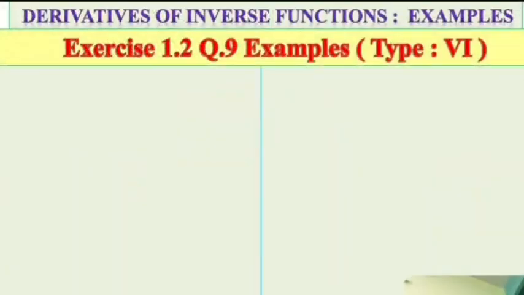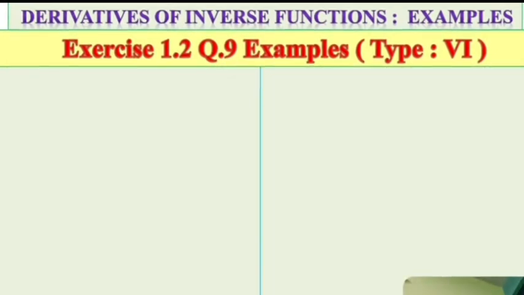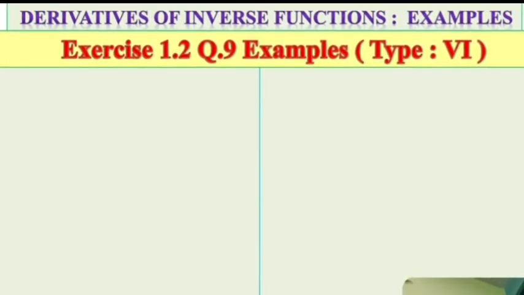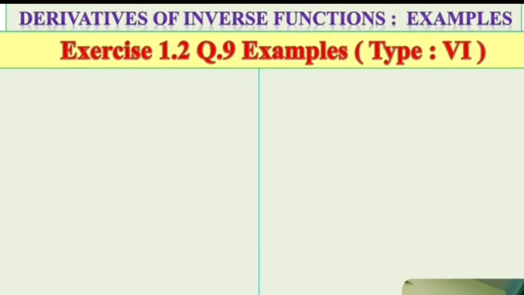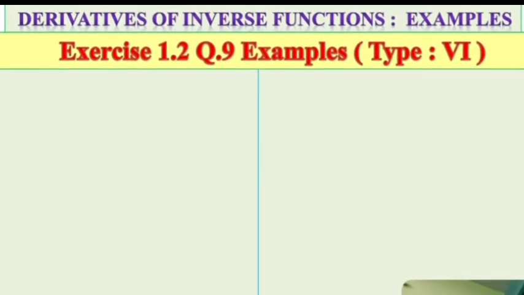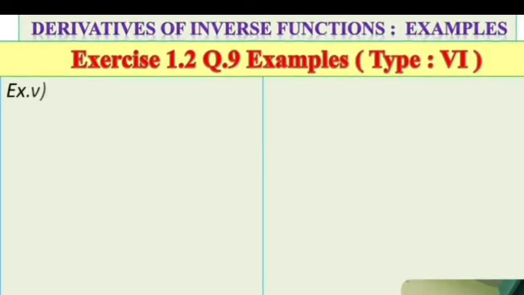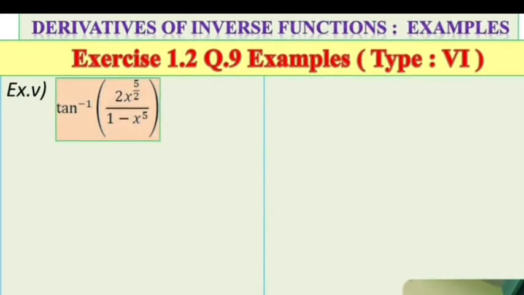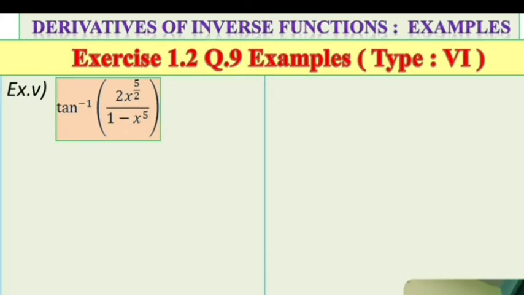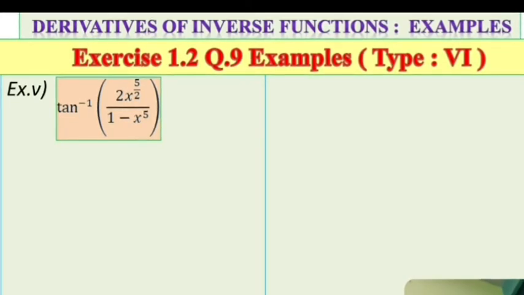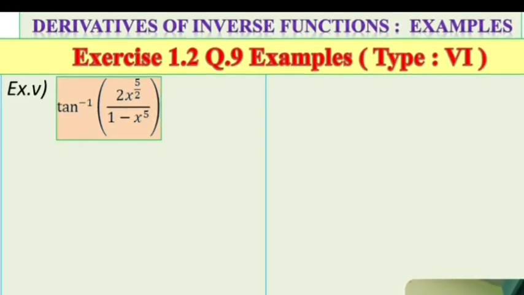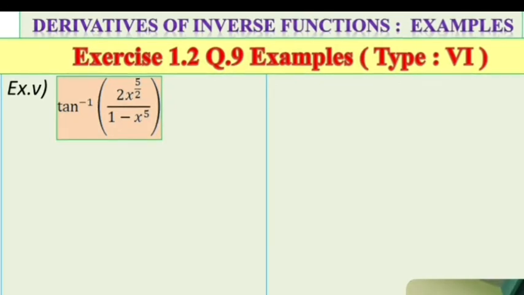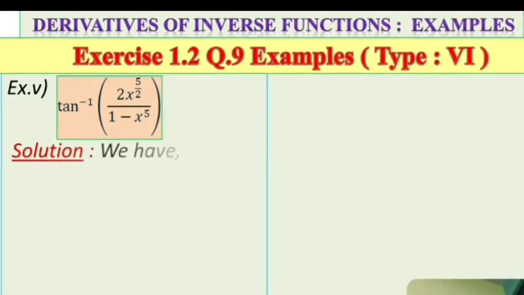Now taking the last example of this type, that is the substitution method of exercise 1.2, question number 9, type 6, that is the fixed example. The given function is tan inverse of 2 into x raised to 5 upon 2 divided by 1 minus x raised to 5. Here we have to find the derivative of the given function.